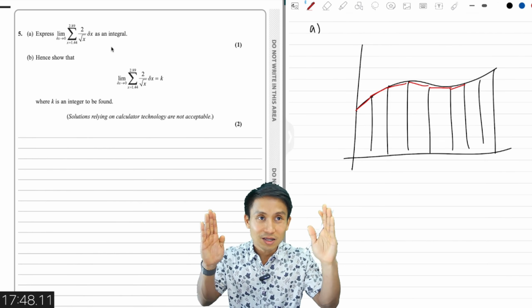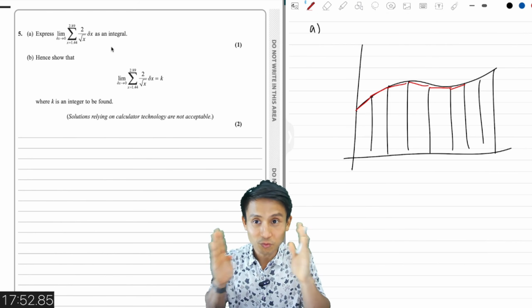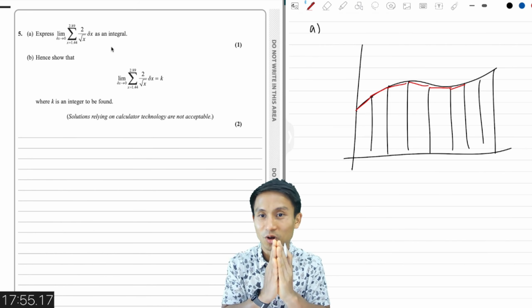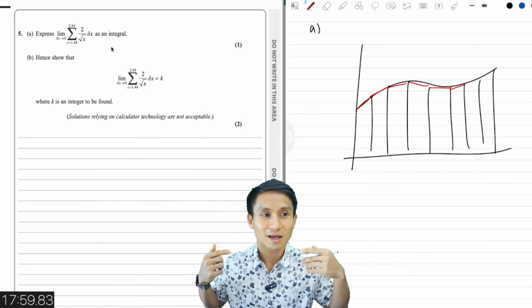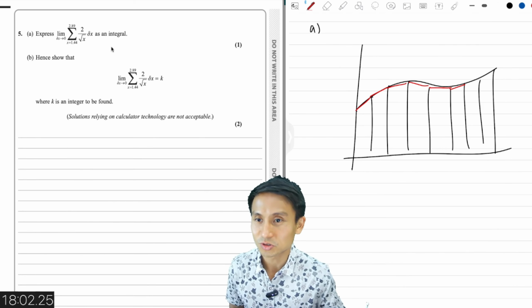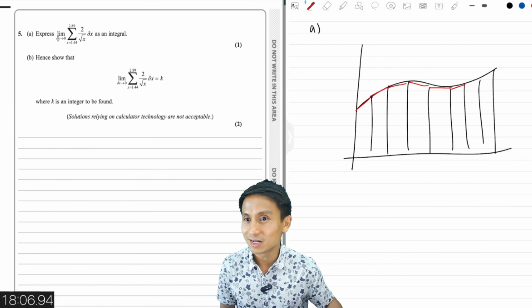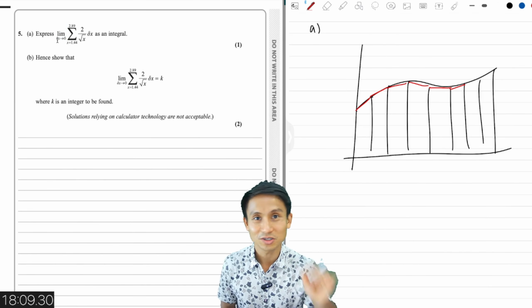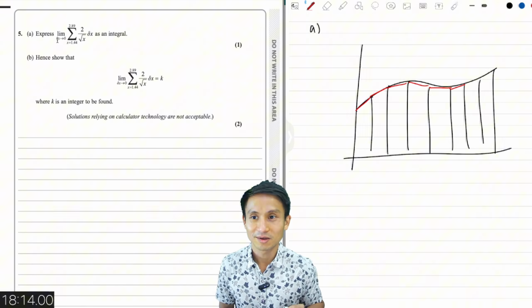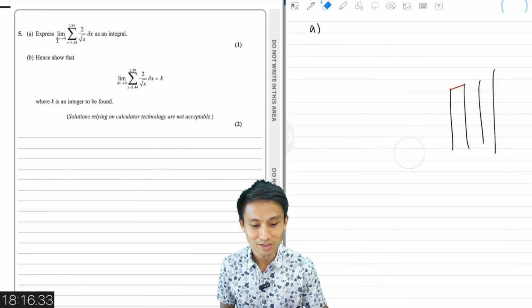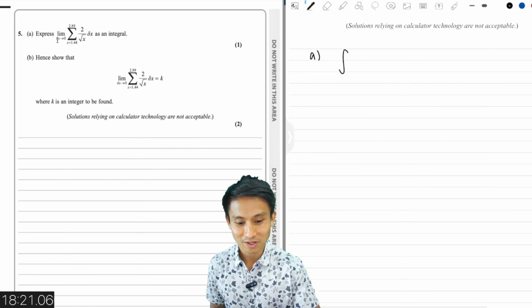But imagine if you make the strip width infinitely smaller and smaller, the strip will be more and more close to the area under the actual curve. And that is the reason why they have the delta x here, the strip width, being closer and closer to 0. And that is just the definition of integration, basically. Okay, so it's just an integral. I've talked too much, maybe.